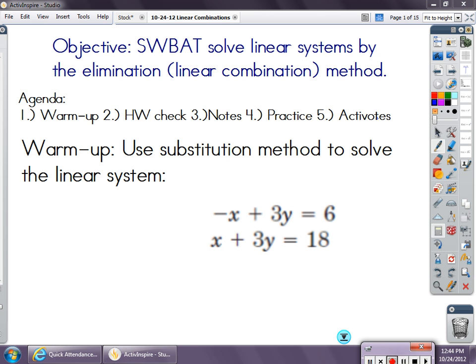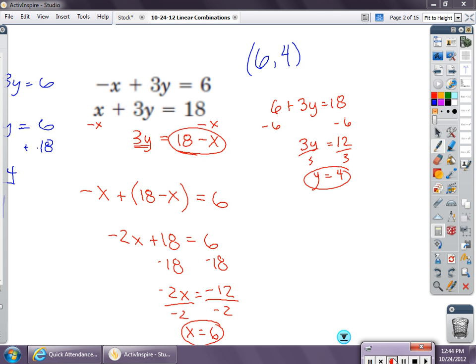So the warm-up is asking you to use substitution to solve the linear system. So if you can hit pause on your video for a second and try that using the substitution method, which we learned on Tuesday, and then the answer will pop up. So hit pause now, try it. The answer is right here, 6, 4.